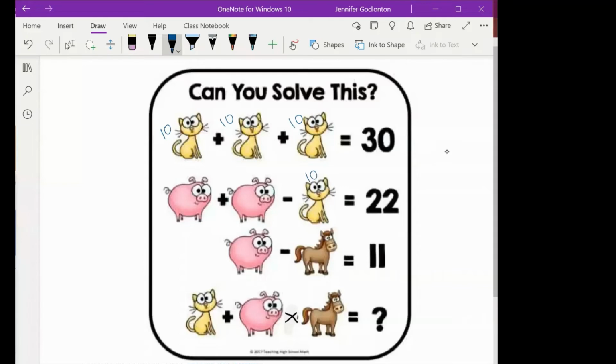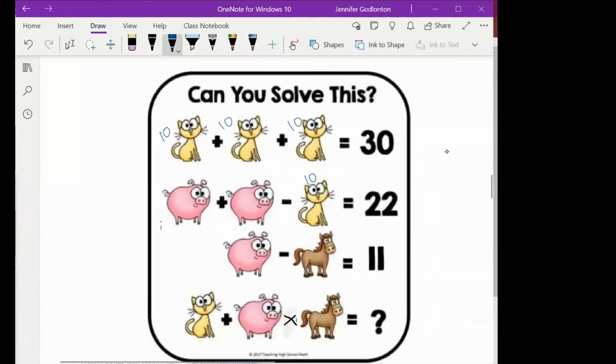So that means that this cat over here is 10, and 2 pigs minus the cat give us 22, which means the pigs must be 32 altogether. And so each pig is 16. So now we've got 16 minus a donkey, which is 11, which means our donkey is 5. And so our final answer is 10 plus 16 times 5. 16 times 5 is 80, and 80 plus 10 is 90.